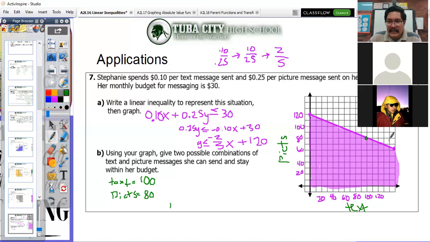And then there's combination 2. Let's say that she wants to send more pictures. So if she's sending, well, she could also send something that's well below the line.